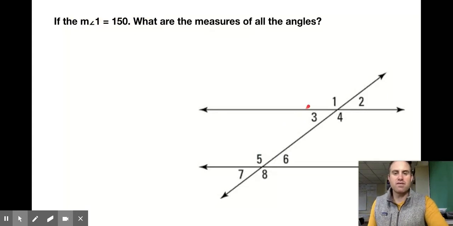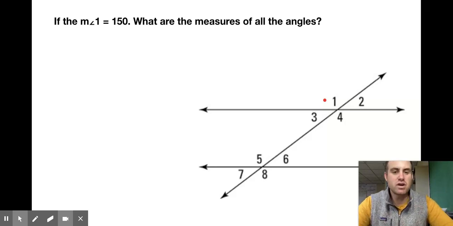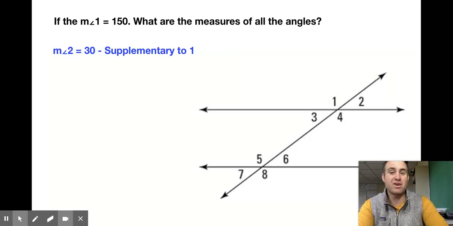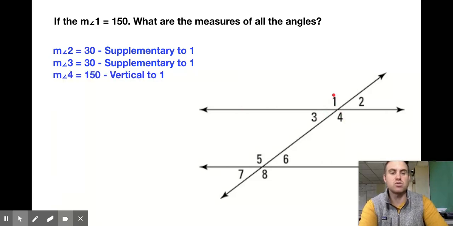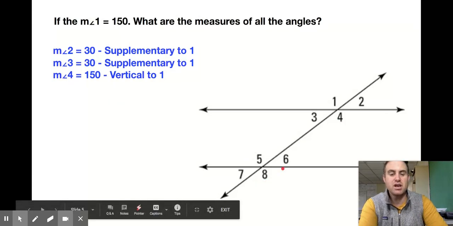So finally, if we have this picture here, and we know that angle 1 is 150 degrees, we can figure out all 8 of these angles. In fact, we know that the measure of angle 2 is 30 because 1 and 2 are supplementary, meaning they add to be 180. We would then know that 3 is also equal to 30 because 1 and 3 are supplementary. And then we know that 4 is 150 because 1 and 4 are vertical angles, and vertical angles are always congruent as well. And then we can go down here to 5, 6, 7, and 8, and the obtuse angles here in the bottom will be 150, and the acute angles will be equal to 30.